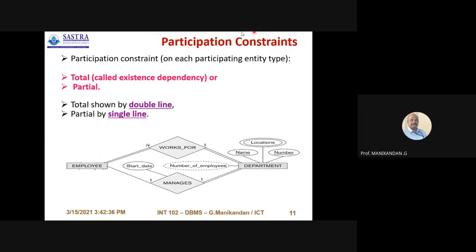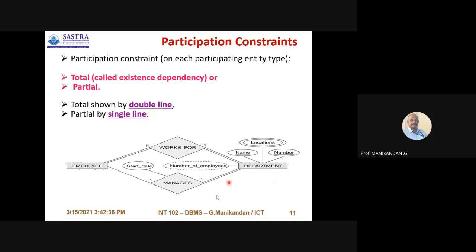You can have two types of participation constraints, namely total participation and partial participation. Another name for total participation is existence dependency. So what is the notation? The notation used for total participation is a double line. The notation used for partial participation is a single line.